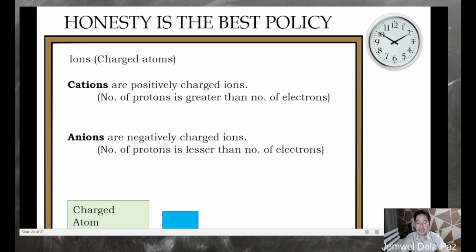The second type of ion is the anion. Anions are negatively charged ions. The main reason why they become an ion is because they gained, accepted, received a certain amount of electrons. Therefore, we can say that the number of protons is lesser than the number of electrons. Cations are more positive, while anions are more negative.